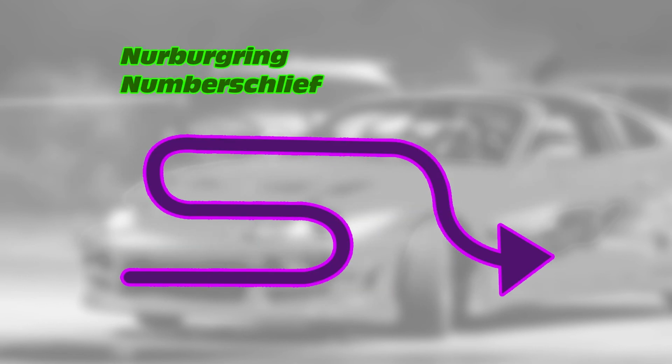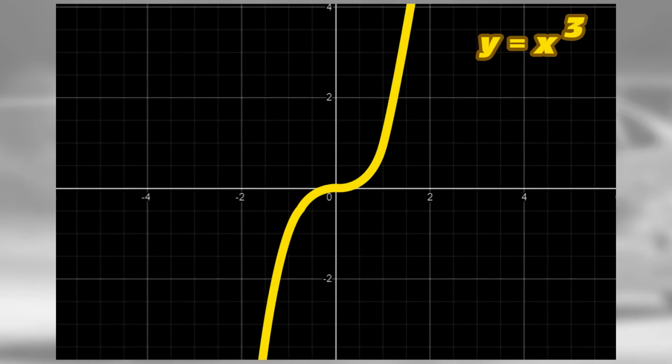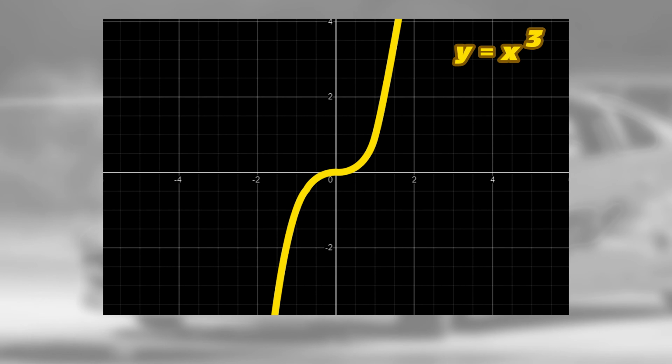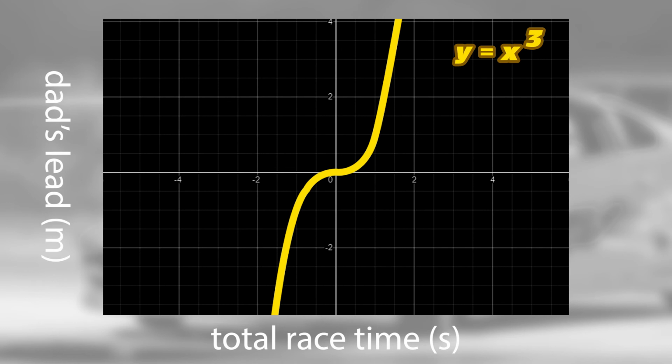In a straightaway, my dad's lead will increase. However, in a corner, I will eventually catch up and overtake him. The base power function of f of x equals x to the power of 3 might help us explain this relationship. Polynomial functions generally take the form of f of x equals a, k, x minus d to the power of n plus c. Let's make our x-axis the total race time in seconds, while our y-axis should be the distance of my dad's lead in meters.